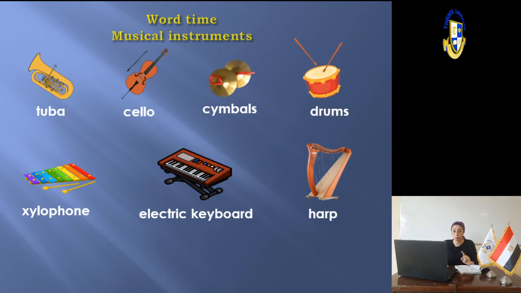Are you ready? I want all of you to repeat with me in order to check your pronunciation. You are the only one who can truly evaluate your pronunciation. So let's say them once again. Tuba, cello, cymbals, drums, xylophone. Electric keyboard, harp. Let's move to slide number 8.